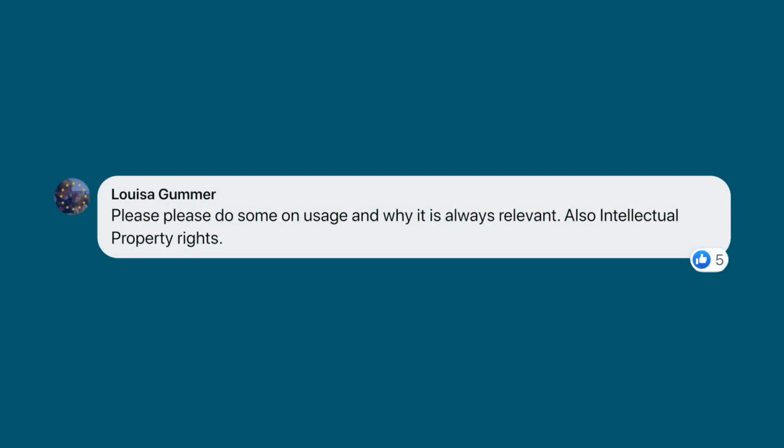Louisa Gummer wants to know, please do something on usage and why it is always relevant. Very important stuff there. When recording a job, in theory, there are two things you charge money for. One is your work in the studio, actually recording the audio. The second part is the fee you charge a client to actually use your audio.